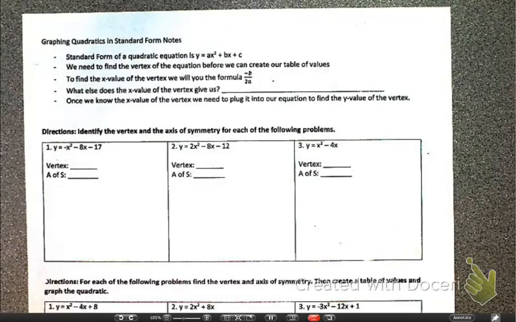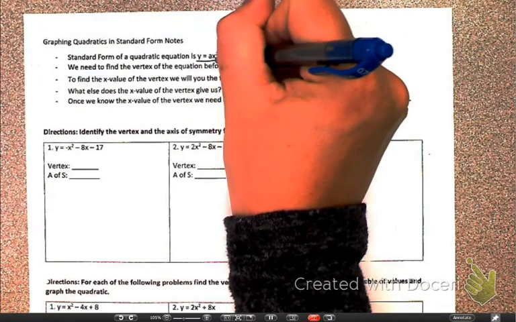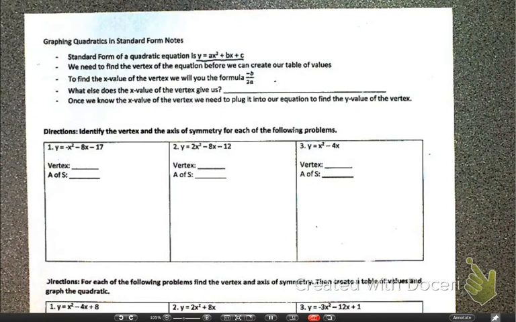So over the last couple weeks, we have been dealing with everything in vertex form, right? We've found our key features in vertex form. We found our vertex. We've graphed everything in vertex form. Agree with that? We're going to go back to graphing, but we're going to look at graphing in standard form. Okay, so we're going to be graphing in standard form.